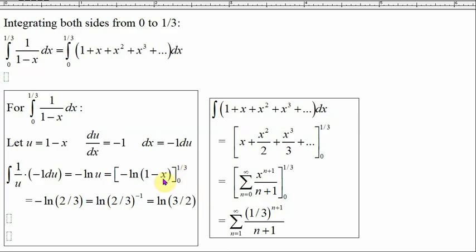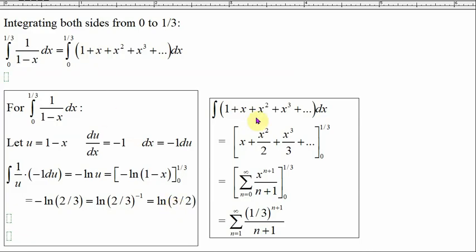When x is 1/3, we get 1 minus 1/3, which is 2/3. When x is 0, we get 1 minus 0, which is 1, and the natural log of 1 is 0. So we just end up with negative natural log of 2/3. We can rewrite this as the natural log of 2/3 to the -1, and this is equal to the natural log of 3/2.